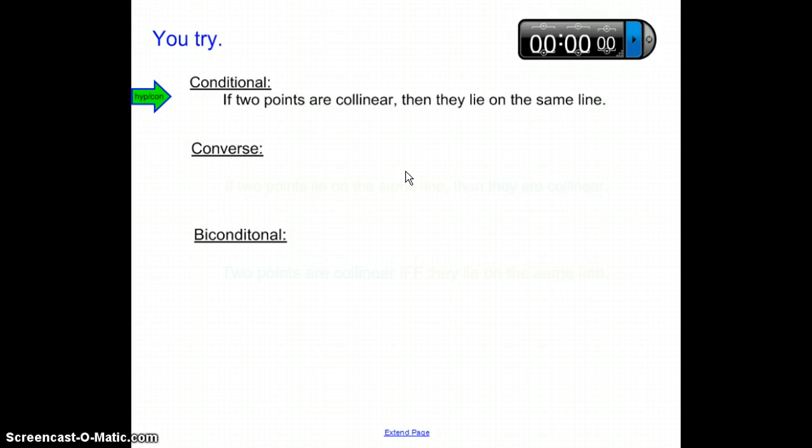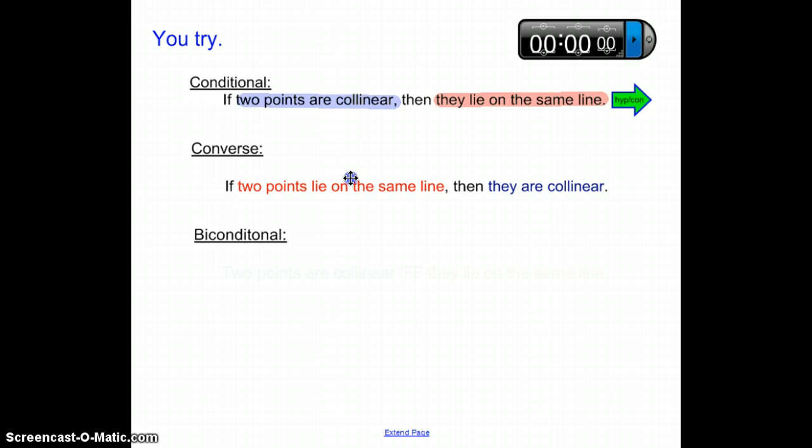Alright, this is an example for you to try. So the conditional is, if 2 points are collinear, then they lie on the same line. So you should be able to identify your hypothesis and your conclusion, and then write your converse. So if 2 points lie on the same line, then they are collinear. Okay, that would leave us with a biconditional that says 2 points are collinear if and only if they lie on the same line.